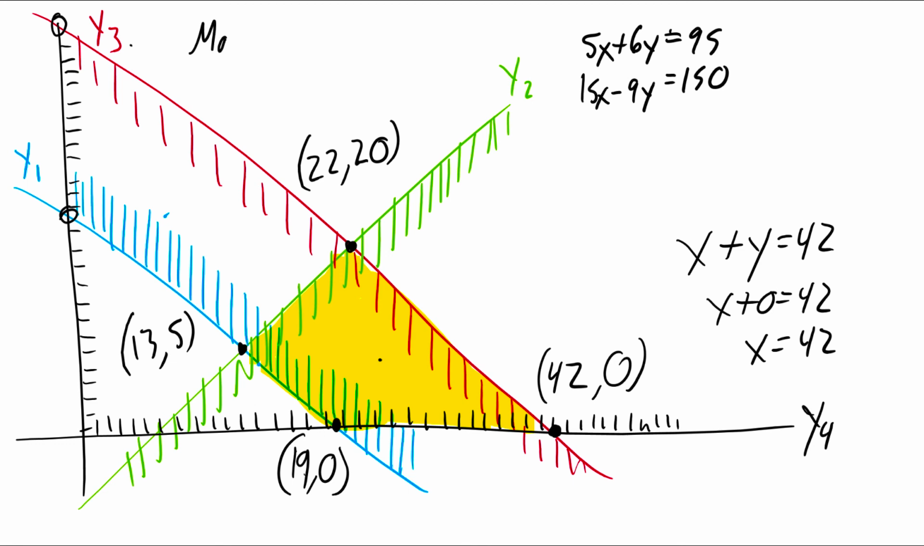So we wanted to maximize z equals 10x plus 10y. All we have to do now is plug each of these into that function. So (13, 5), for example, we plug 13 in for x and 5 in for y. So that's 10 times 13 plus 10 times 5. That's going to give us 130 plus 50, and that's going to give us 180.